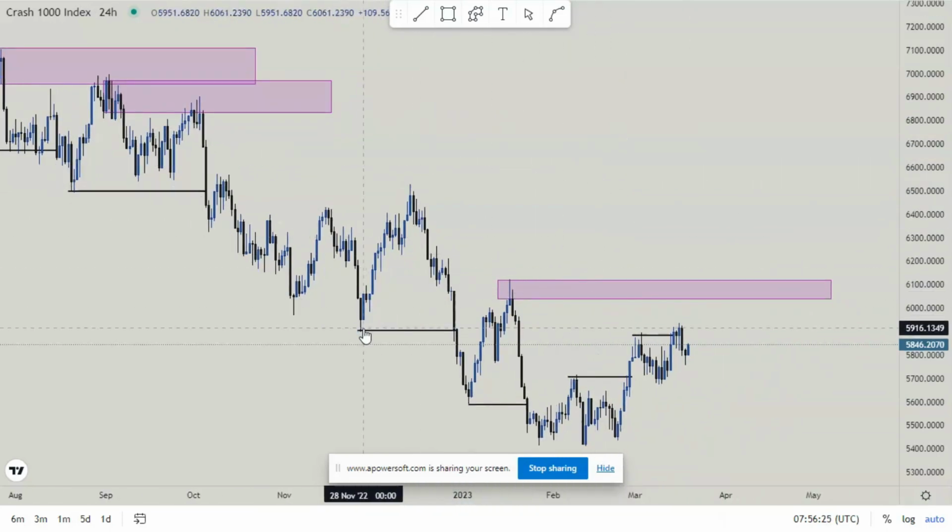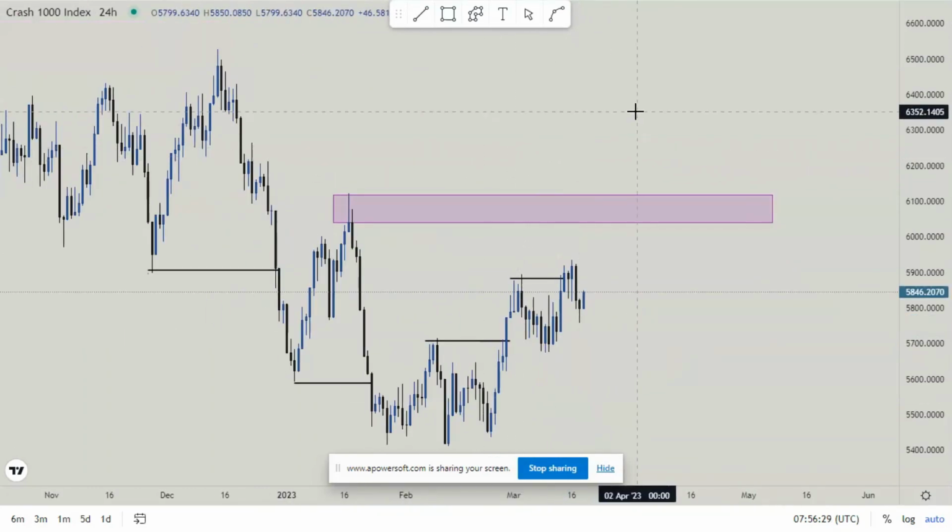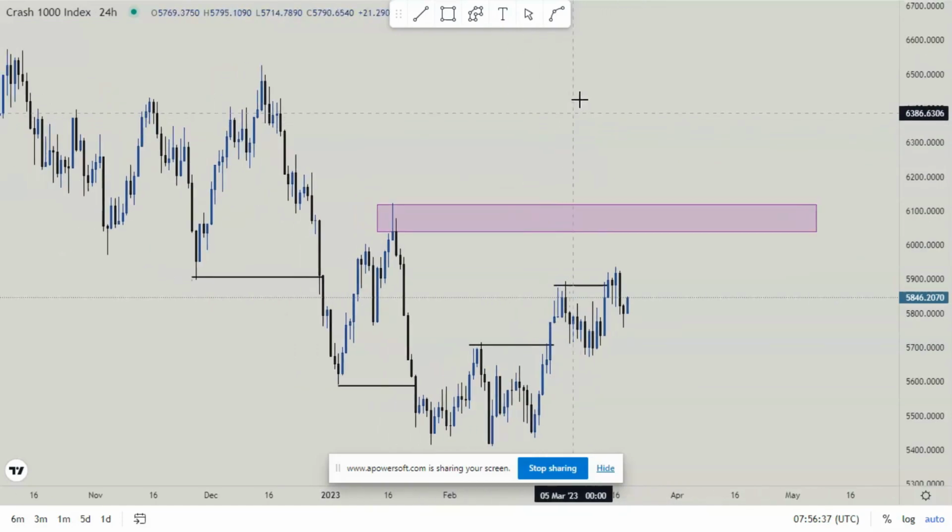Where is the next break of structure? We have a break of structure here, and there. And now, sometimes an order block could be two candles, or even three, or sometimes it's even a range. An order block could be a range.